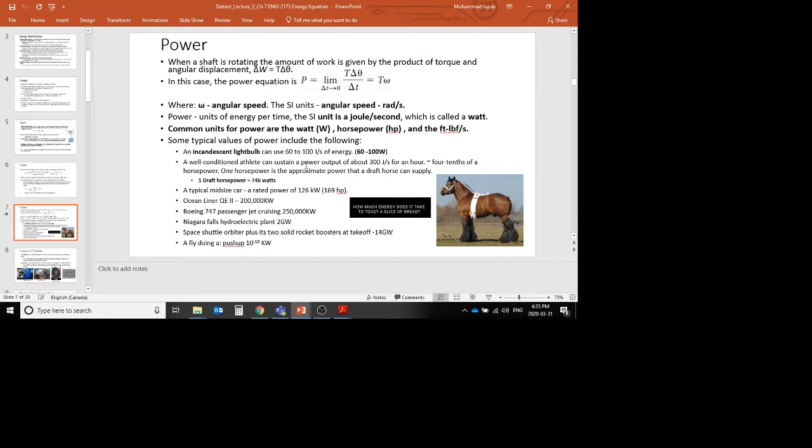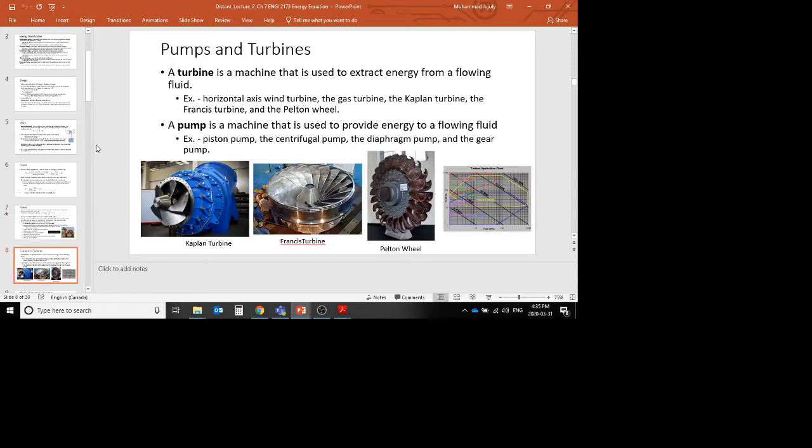So the conversion is 1 horsepower is equal to 746 watts. Okay, so these are pumps and turbines. Mainly a turbine is a machine that is used to extract energy from the fluid, and a pump works the other way around. What a pump does is you have to provide energy and then it flows the fluid. So pump and turbine work in a different way, I mean, if you just change the mode.